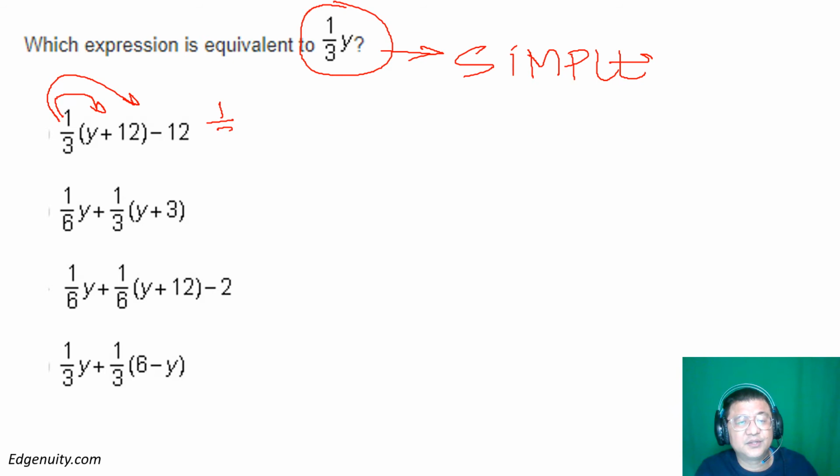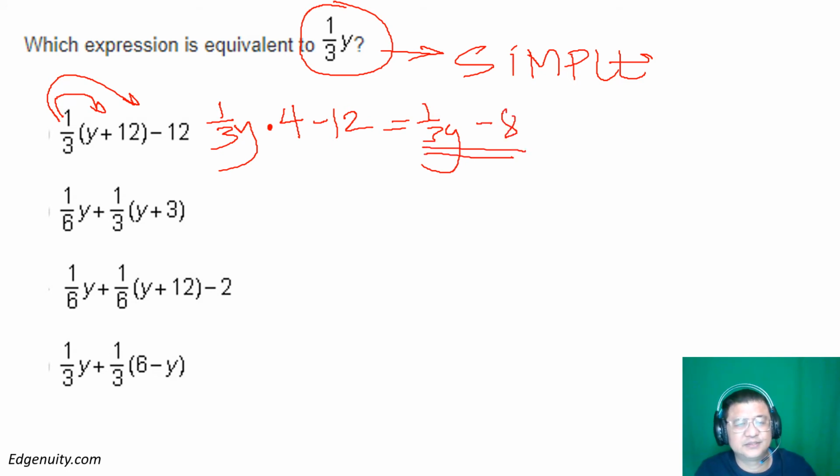That's 1/3 y, and then 1/3 times 12. 1/3 of 12 is 4, minus 12, right? Okay, 1/3 y, and 4 minus 12 is a number already, right? That's a negative 8. 1/3 y minus 8. Definitely, that's not the same as the original. Let's try the next one.